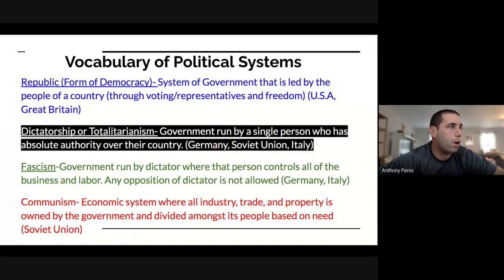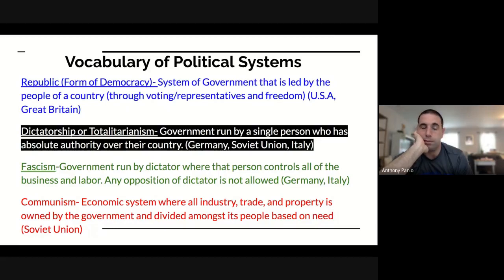Does anyone want to take a guess? What are some things that can happen to a person in a fascist country if they disagree with the dictator, if they don't like the dictator? What happens to them? They could be killed. Okay, that's the very extreme, but that is true. They could be killed. What is another thing that could happen that's maybe not as bad?